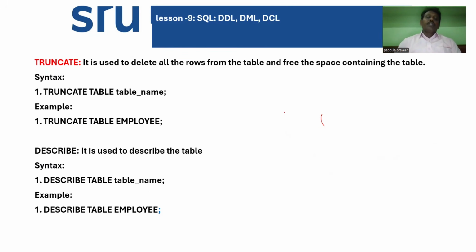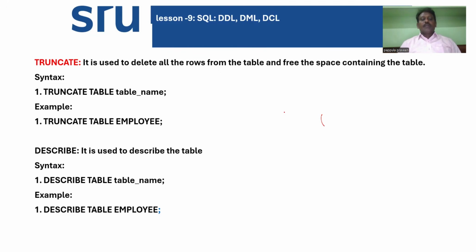Now next one is the truncate. It is used to delete all the rows from the table and free the space containing the table. Okay, for example, in our previous tables, we have 10 rows. Now at a time, we can delete all rows by using truncate table. Now the schema is there, or space is containing the table, but there is no data. Truncate table, table name, truncate table employee. Now we can remove all the details.